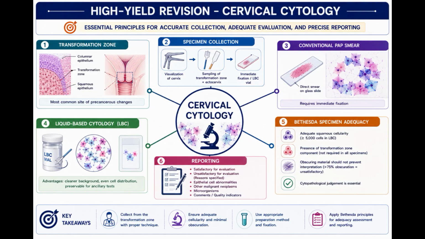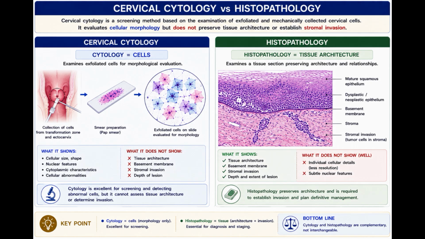The major practical errors are therefore clear. Absence of transformation zone cells should not be called unsatisfactory by itself. Low cellularity thresholds should not be applied inflexibly to special specimens. An obscuring material must be judged according to how much of the epithelial component remains interpretable. Before concluding this lecture, let us summarize the essential principles.